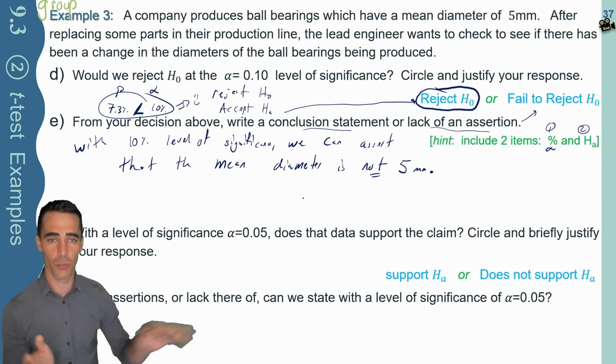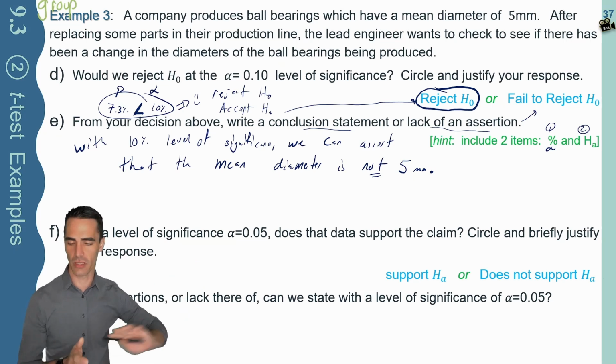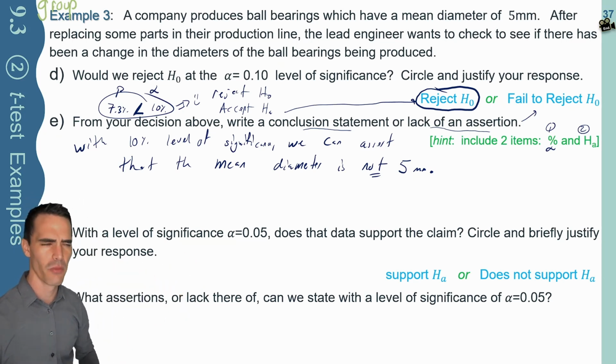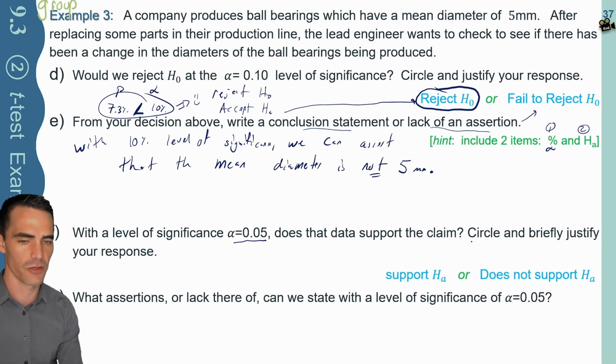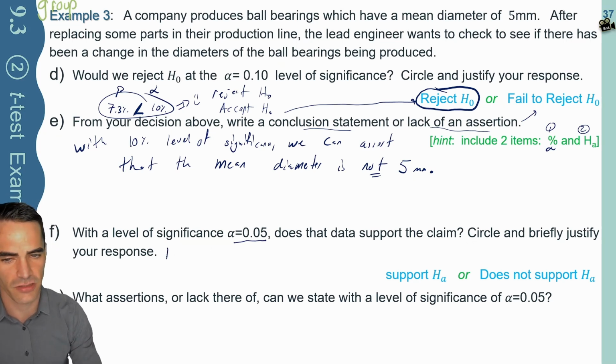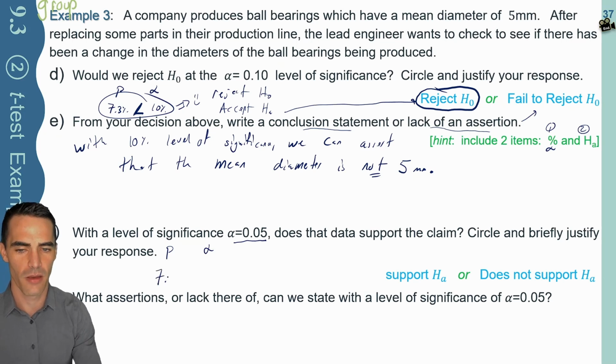But say maybe before you halt production, right, you say, everybody, leave for the day, we're not going to be making money today. We want to be very sure that if we hold production, it's worthwhile. So we want to be a bit more strict. With a level of significance of 5%, does the data support the claim? Circle and justify your answer. Again, these decisions, reject, support, are always based on p and alpha. My p-value is 7.3%. Alpha now is a little bit more strict, 5%.